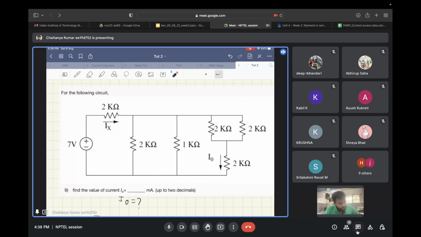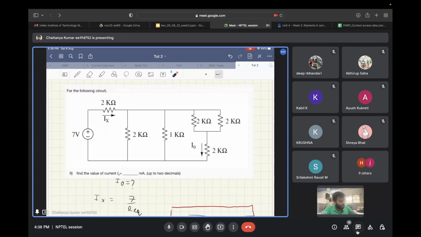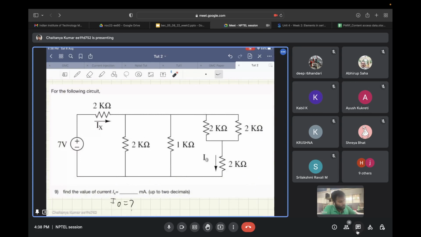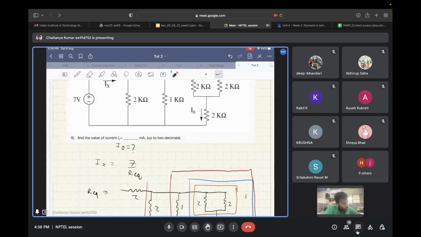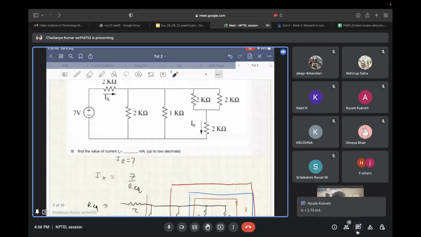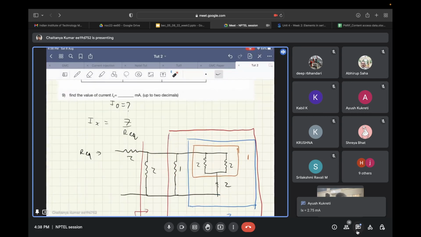Okay, so let's see the solution for this. So first of all, let's find Ix. Now to find Ix, we need to find the equivalent resistance that this 7 volts will see. So for that, how we will proceed?